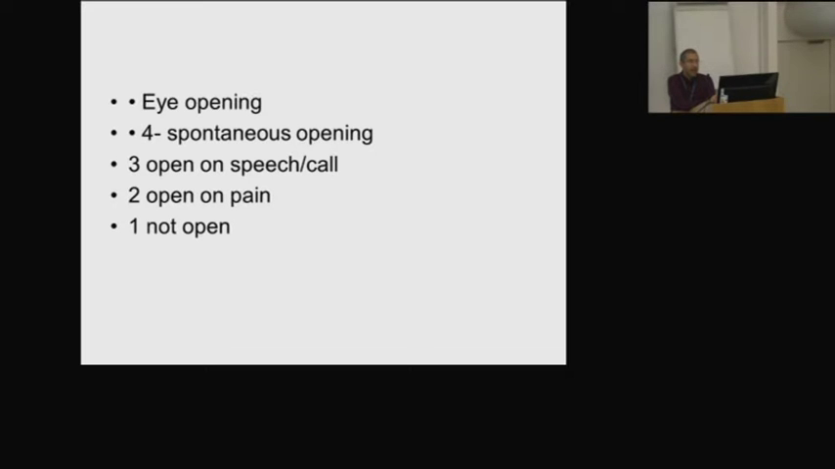parameters. One is eye-opening, and there are various scores given. A patient who's spontaneously opening their eyes is given a score of 4. A patient who only opens their eyes in response to being spoken to or called is given a score of 3. A patient who is only able to open their eyes in response to painful stimulus is given a score of 2. And the lowest possible score is 1, where they're not opening their eyes even to painful stimuli.